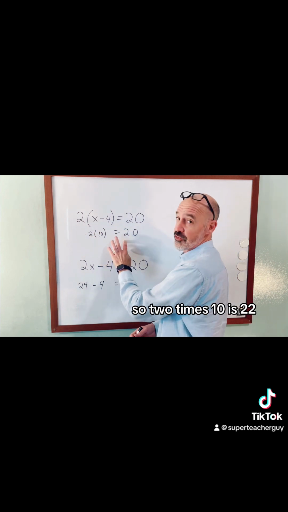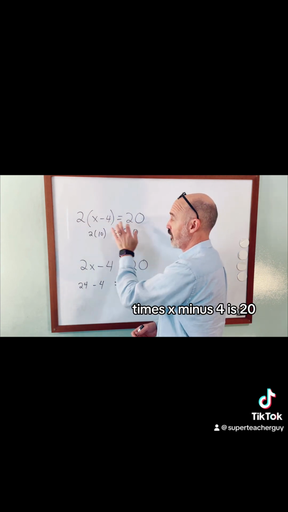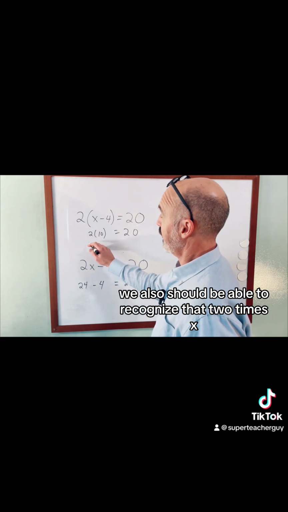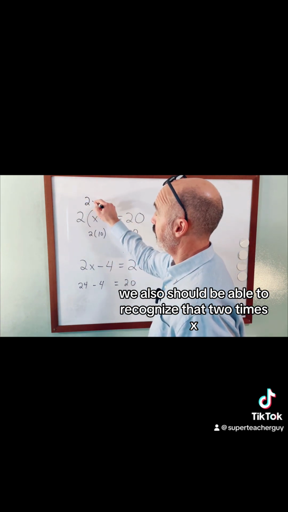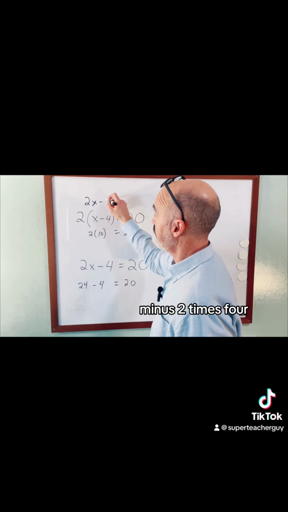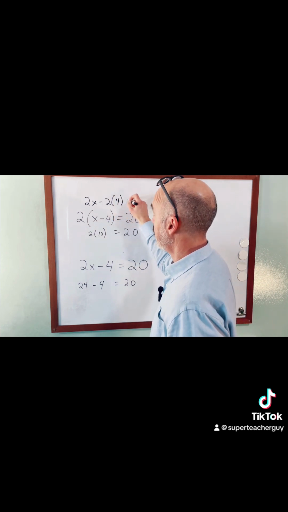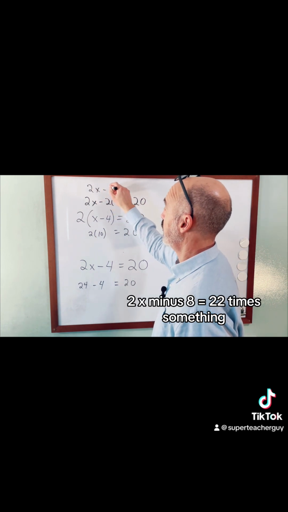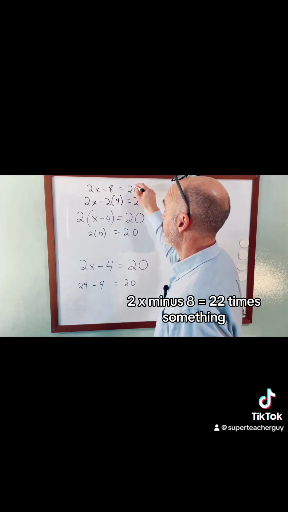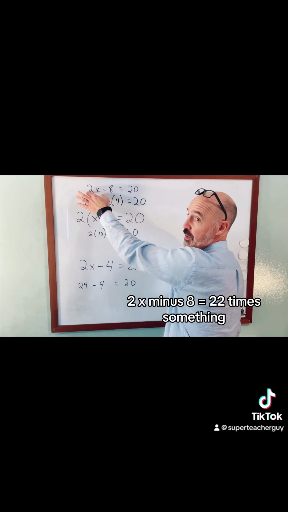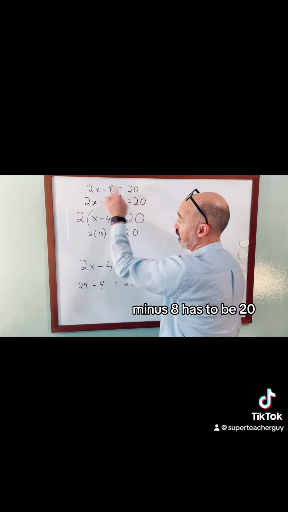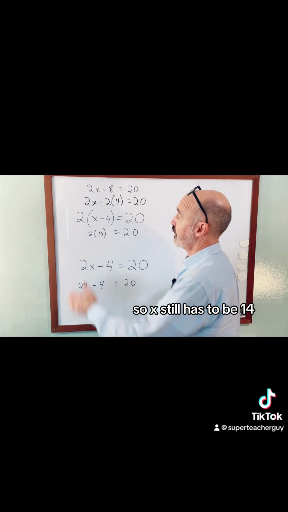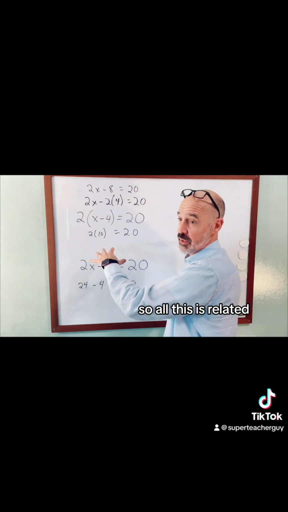So 2 times 10 is 20. 2 times x minus 4 is 20. We also should be able to recognize that 2 times x minus 2 times 4 equals 20. Well, 2x minus 8 equals 20. 2 times something minus 8 has to be 20. This has to be 28. So x still has to be 14. So all this is related.